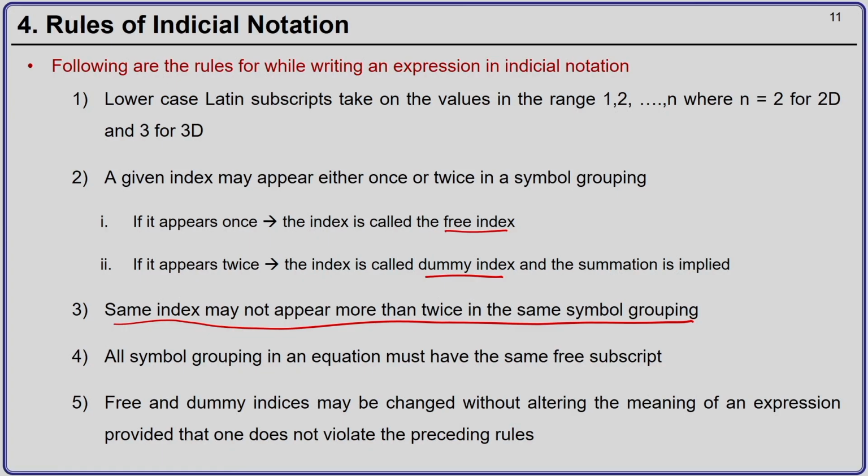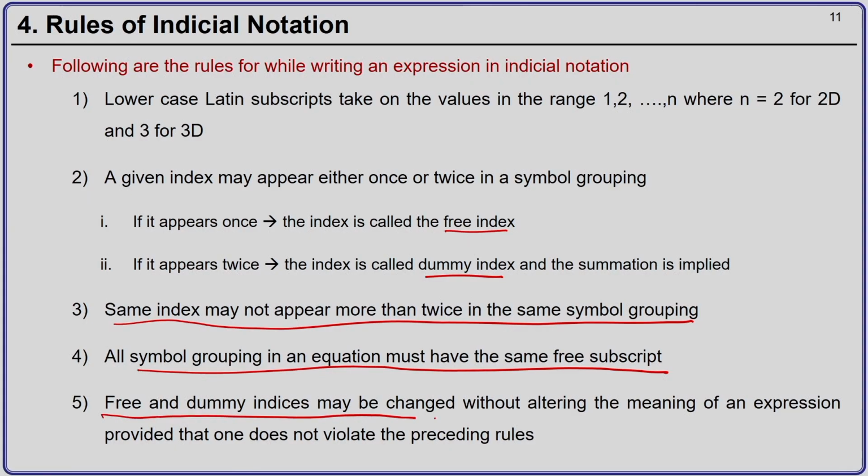So, all symbol groupings in an equation must have the same free subscript. Okay? So, it may happen that your expression is long and you have multiple product terms. But in each product term the free index should be the same. Okay? If in the first product term the free index is i, in the second product term also it will be i, in the third product term also it will be i, like that. And you can have as many free indices as you want, but each can occur only once within each product term, and for all the product terms the free indices should be the same.